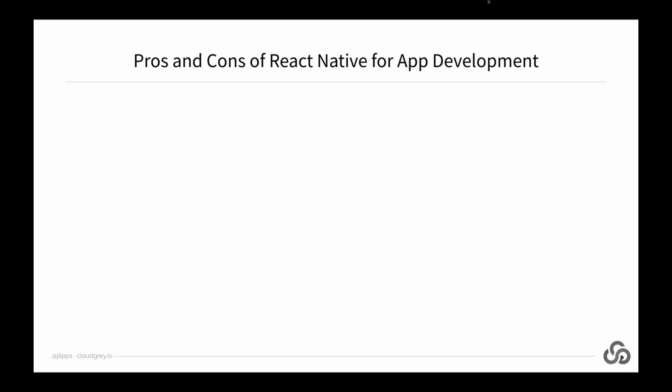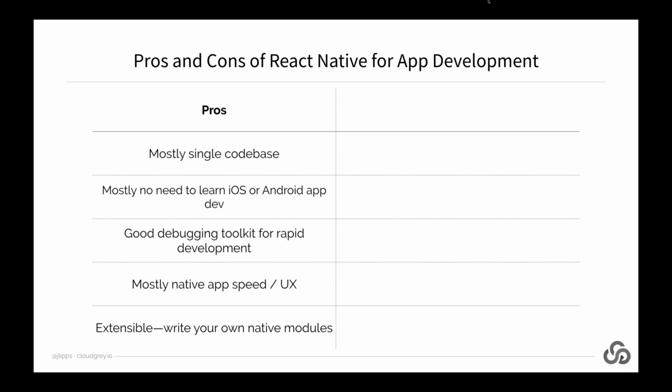What are the pros and cons of choosing this method for app development? Well, there's a lot of positive aspects of it, and I'm actually a fan of React Native personally. I've used it for my own app development, and I like it quite a lot. The good things about React Native are that you have mostly a single code base, as we talked about, and again, mostly no need to learn iOS or Android app development. I've learned just enough to make my React Native apps and do the kind of stuff that I do with Appium, but I didn't have to do a deep dive into iOS or Android app development to write my React Native app.